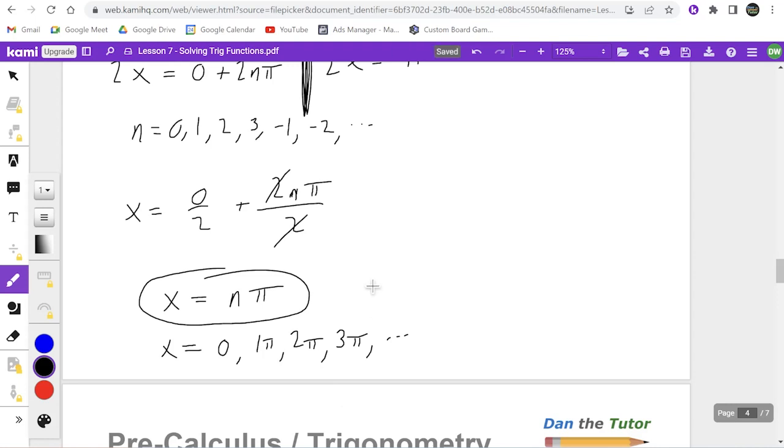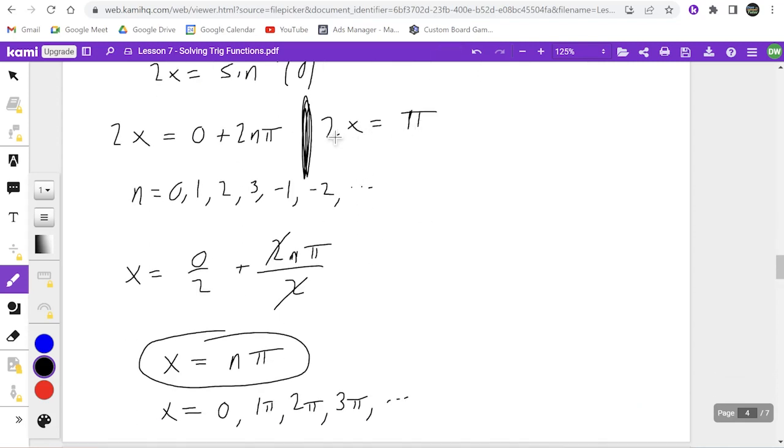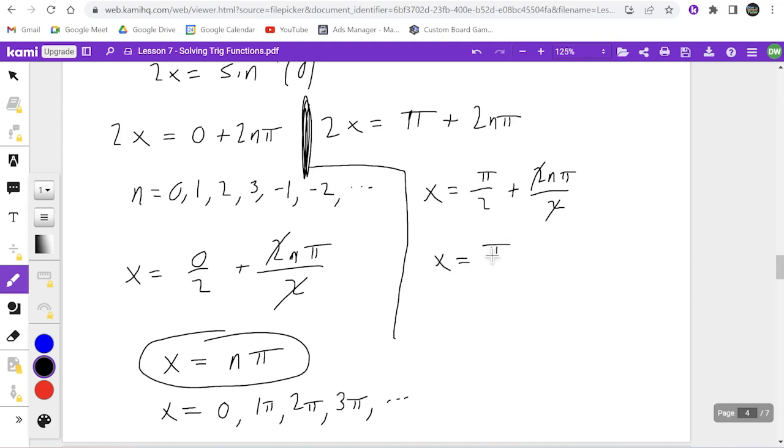Oh, and we still have another solution here. Remember, 2x equals pi? We had to solve that one too. So now I have to remember that this is pi plus 2n pi, same as before. And now I got to say, well, divide everything by 2. So now I get x equals pi divided by 2 plus 2n pi over 2. Again, the 2's cancel. It looks like I get x equals pi over 2 plus n pi.